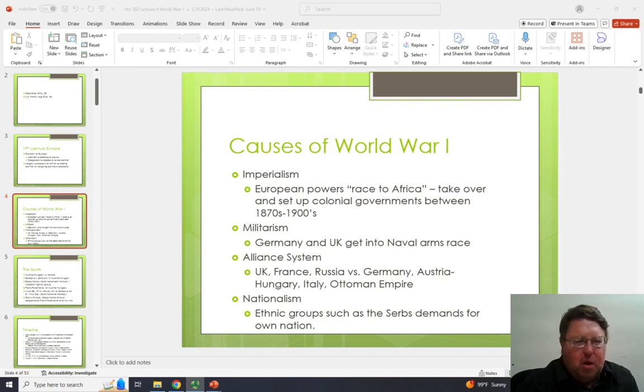Then nationalism, the main cause for historians is Serbian nationalism. The Serbs had their own country again. There was tiny little Serbia, but they wanted a greater Serbia. There were Serbs living in the Austrian-Hungarian Empire that they wanted to be in Serbia, and so you have nationalistic tendencies or national pride wanting people to come back to be in a greater Serbia. So that's going to be a main cause.